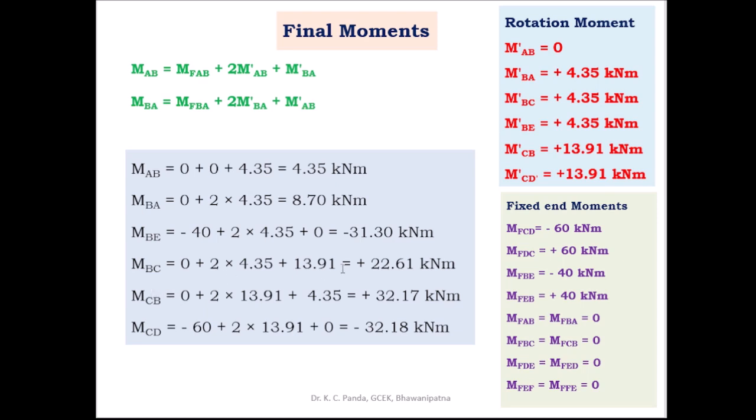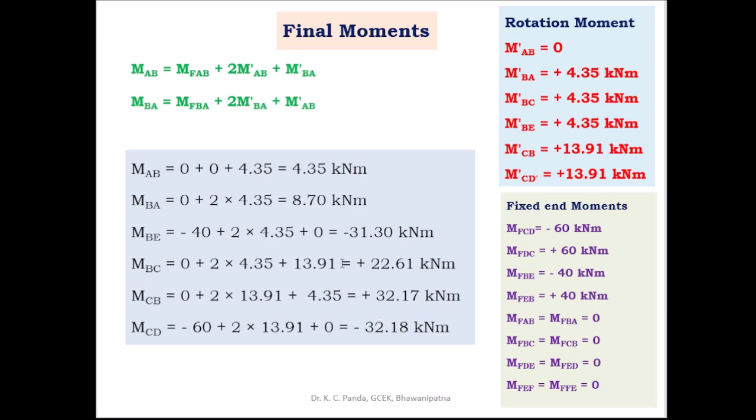Similarly, find MBC: 0 plus 2 into 4.35 plus 13.91. This is equal to 22.61 kilonewton meter. Then MCB is equal to 0 plus 2 into 13.91 plus 4.35, which is equal to plus 32.17 kilonewton meter, and MCD is equal to minus 60 plus 2 into 13.91 plus 0. So this is equal to minus 32.18 kilonewton meter.